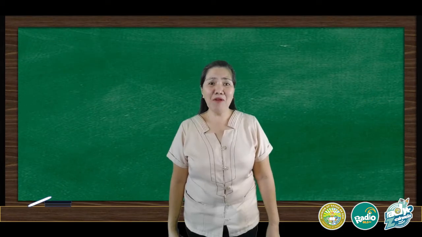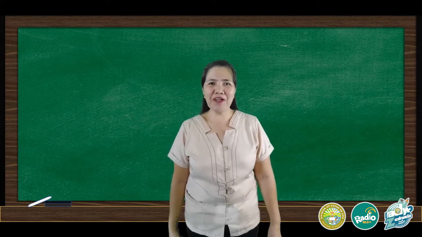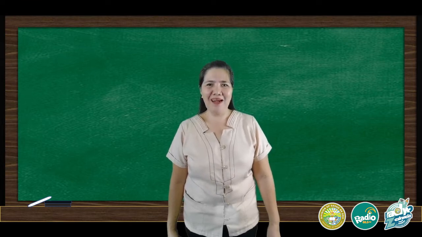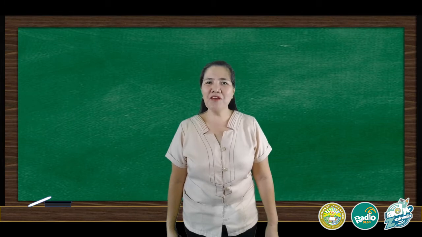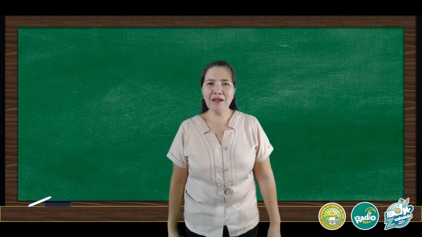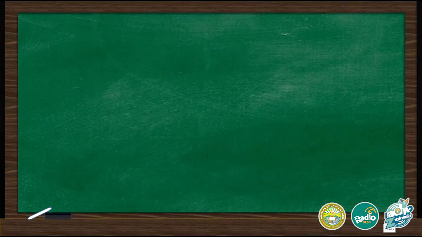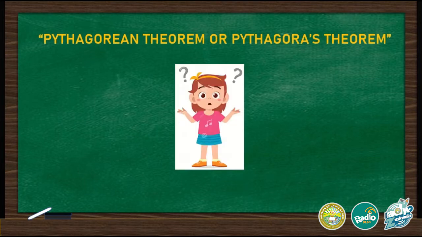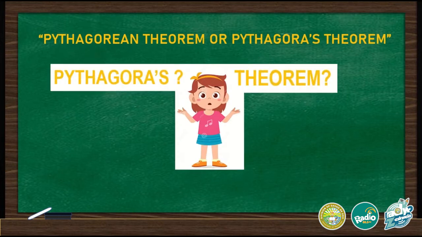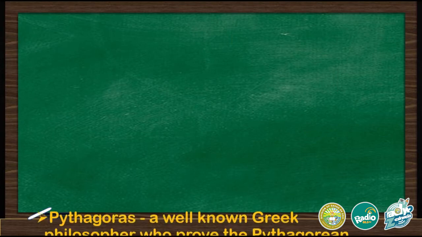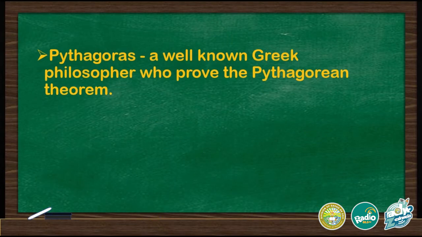I know some of you are just hearing this for the first time, and some of you may find it somewhat familiar. Today's discussion is focused mainly on the Pythagorean theorem, which is sometimes called Pythagoras' theorem. You may be wondering, who is Pythagoras and what is a theorem? Well, Pythagoras is a well-known Greek philosopher who proved the theorem. That is why it was named after him.